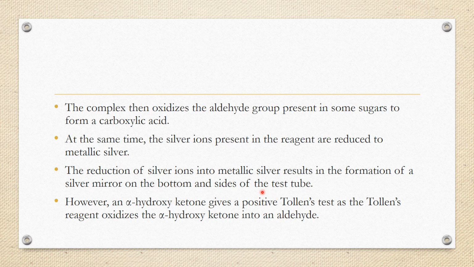The formation of a silver mirror is a result of the oxidation of the aldehyde group present in the aldose sugars, and at the same time the reduction of silver ions into metallic silver, then the formation of the silver mirror at the bottom and sides of the test tube.